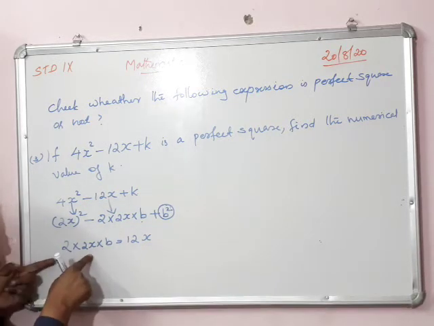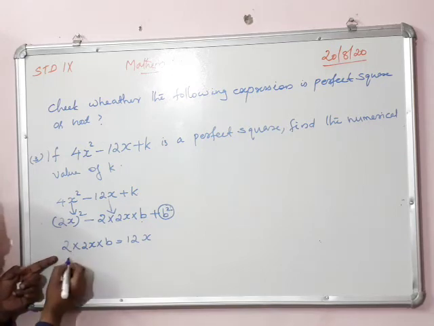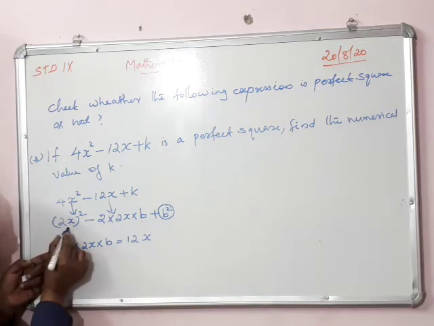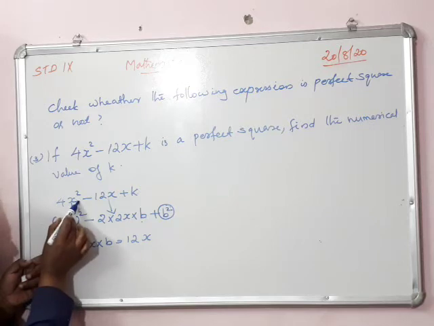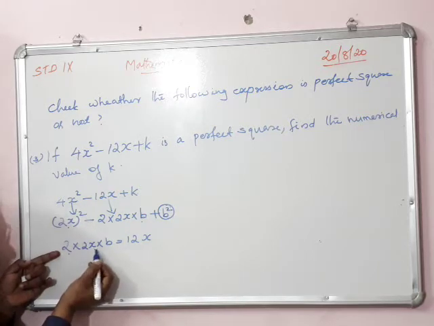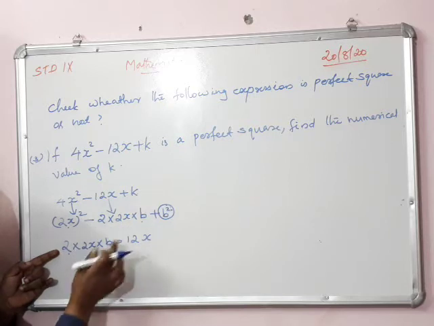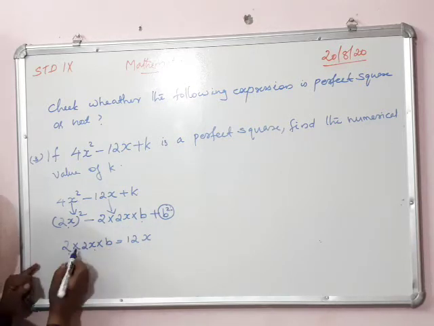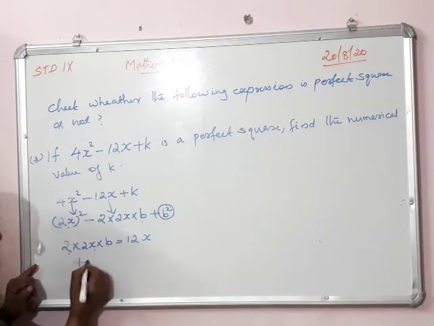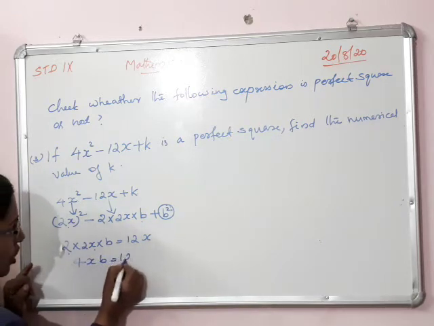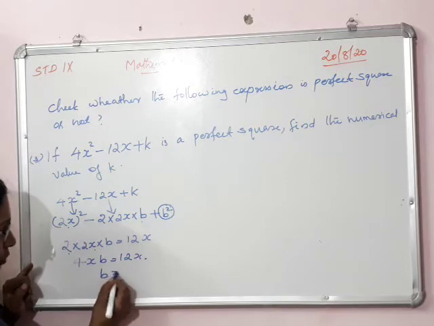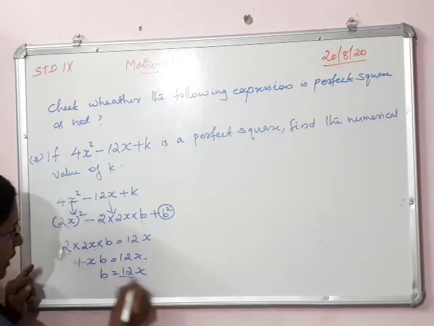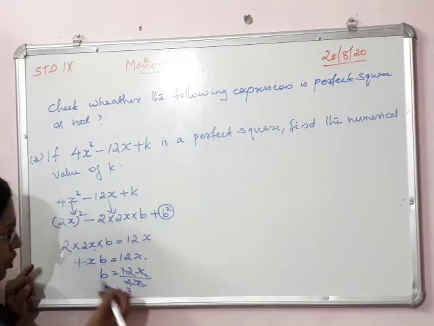2 into 2x, understood? 2ab: this is 2, a is 2x because 4x square is the first term, so a is 2x. The last term we don't know, so we assume that it is b square, b. Okay, 12x, then 4x into b is equal to 12x. Therefore, we are going to find b. b is 12x divided by 4x. x cancels. 12 and 4. The answer is 3. So b is equal to 3.